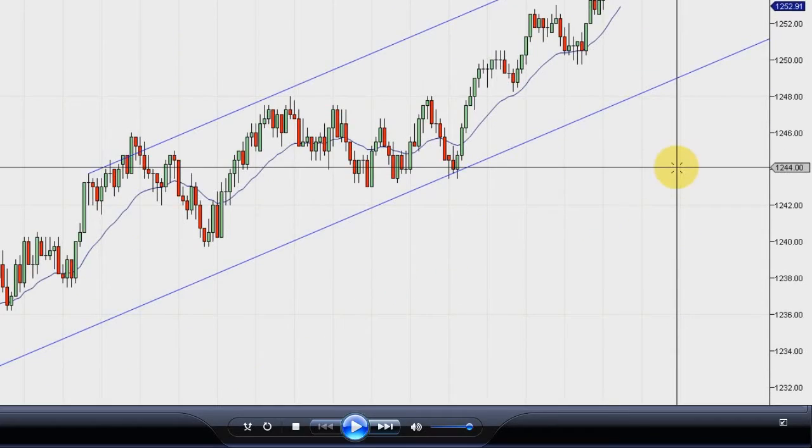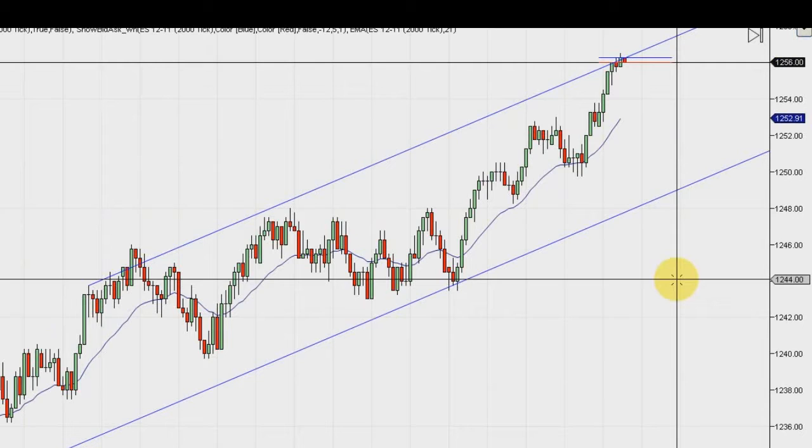I've talked about these quite a bit, so I wanted to show you an example of one. And as you can see, we've got a nice touch of the trend channel line up here. We've got a small bearish doji, and then we've got a break above it, and now prices are attempting to go lower.